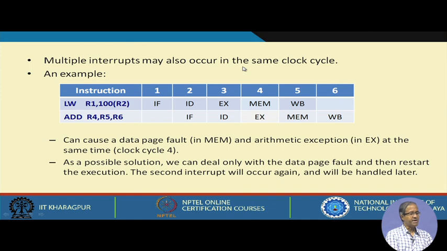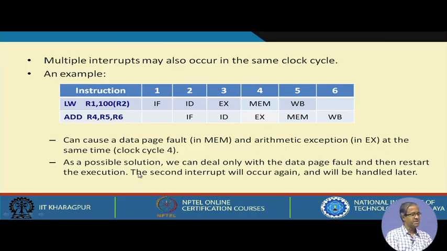Multiple interrupts may occur in the same cycle, this is one danger. Like here, let us say a load instruction followed by an add. Here the load instruction can generate a page fault during mem, while this add can generate an arithmetic exception during EX. So, 2 interrupts are being generated in the same clock cycle.